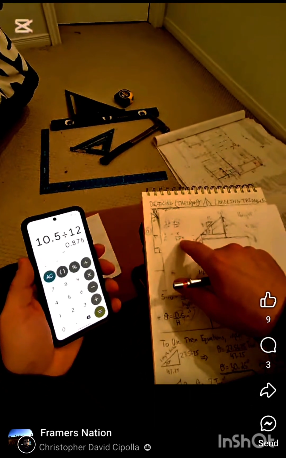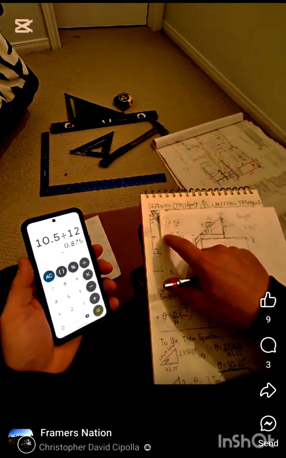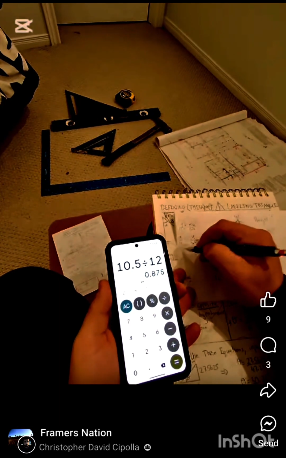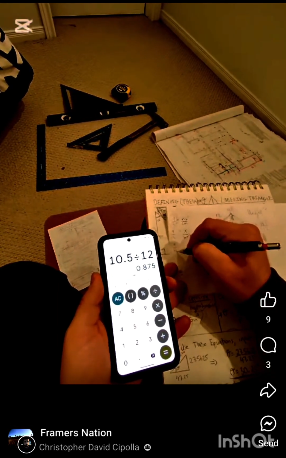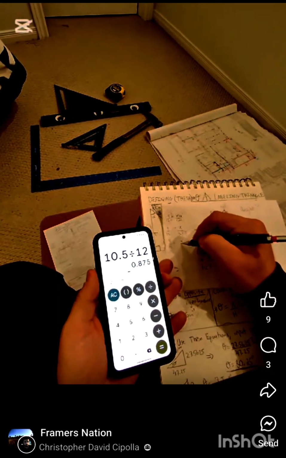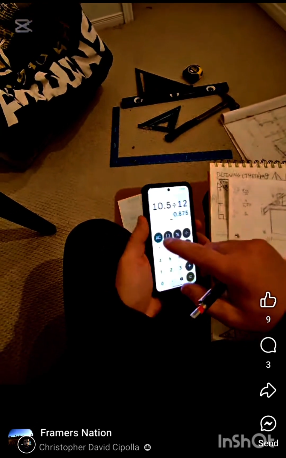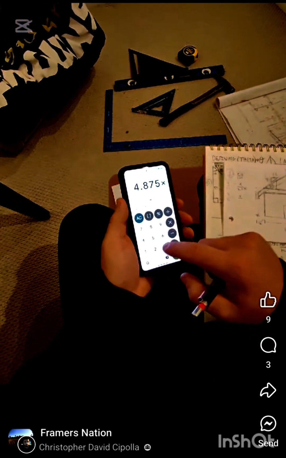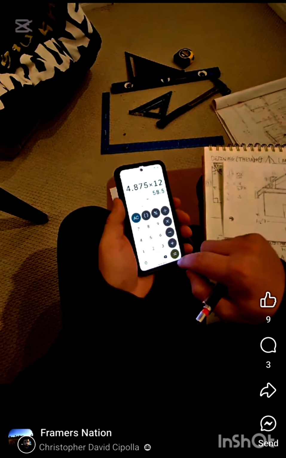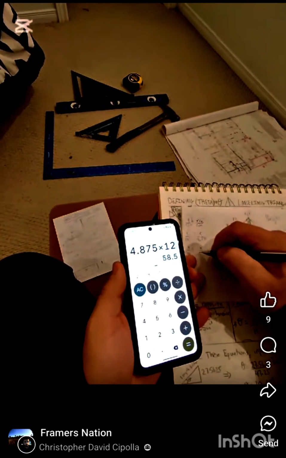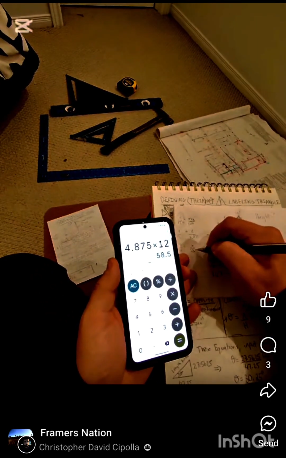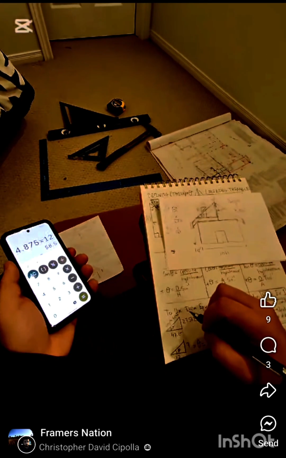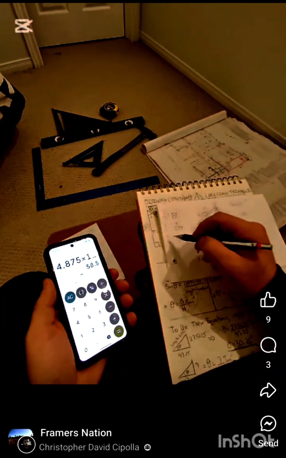So now I've got to convert this into inches, because remember, this is in inches still. So I'm just going to carry this one down again. 12 equals x over. Now we have 4.875 times 12 inches per foot. That's 58.5 inches.